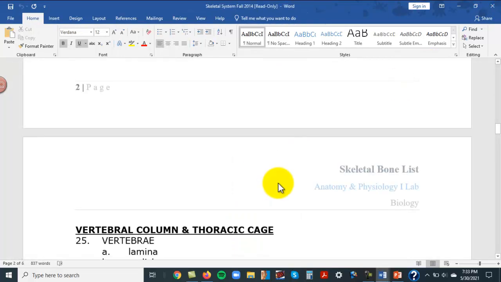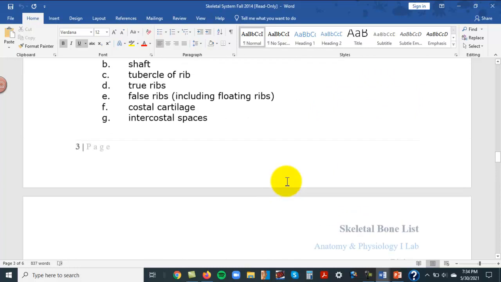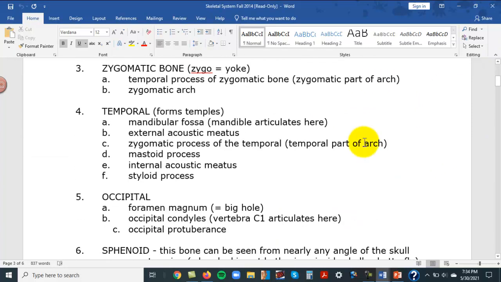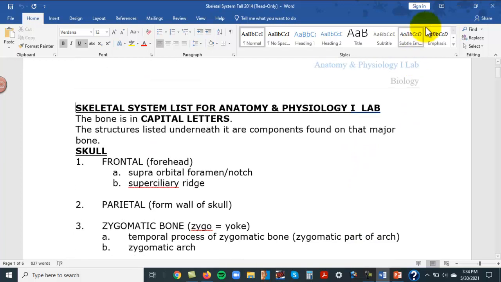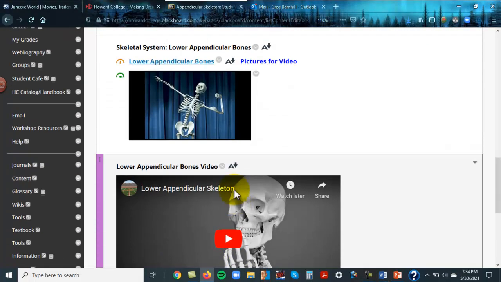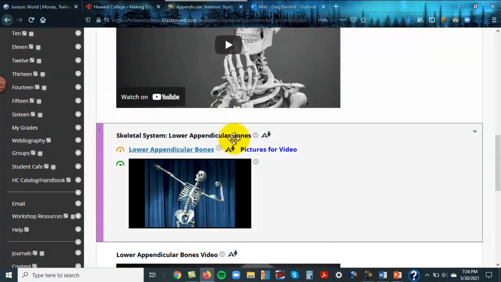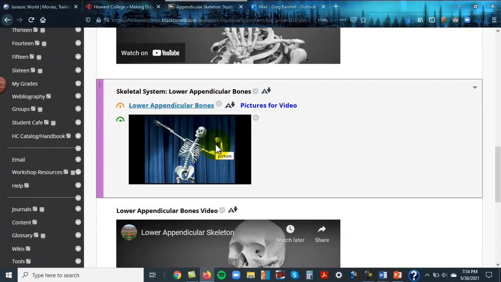So it's going to take some time, but don't wait till the last minute. Try to get some time in every day. Try to watch these. You could take notes, but that's what the next exam is going to be. So here it says pictures for video, and like I was saying, those pictures will be the ones that are on the lab exam.